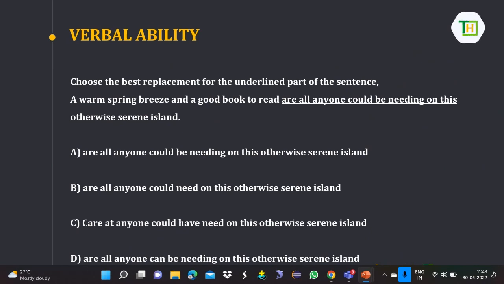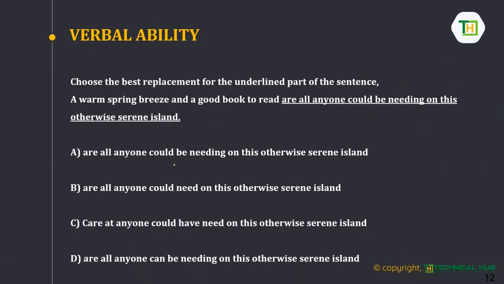So here, option one, we will see: are all anyone could be needing. So you cannot use could be needing. Could be needing is the wrong usage. You just leave it. The first one is okay over. So what is the meaning of serene? Serene means silent.